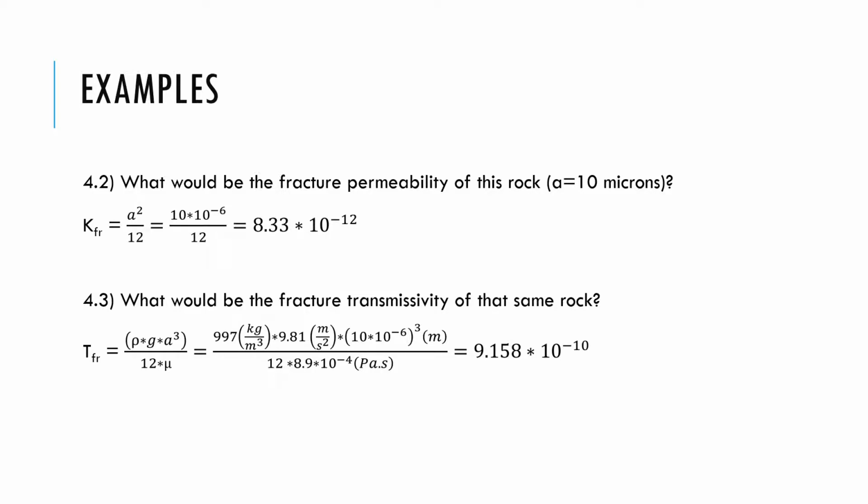So here KFR, which is the fracture permeability, is a squared over 12, which equals 10 times 10 to the negative 6, squared, over 12, which equals 8.33 times 10 to the negative 12. So fracture permeability is a rather easy measurement to get once we have the aperture sizes.